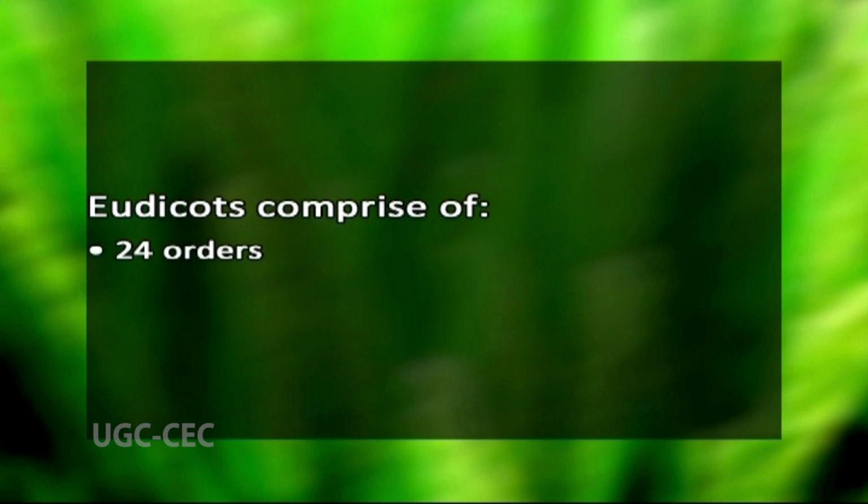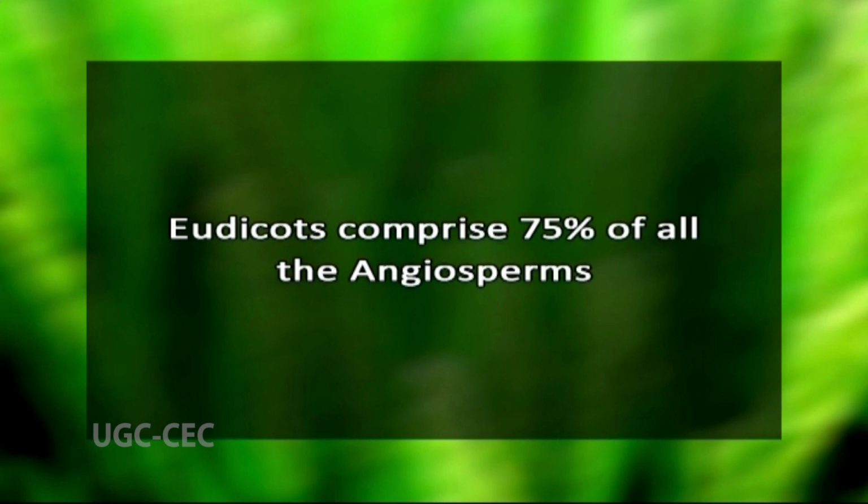The eudicots is a large group. It comprises about 24 orders. At present, eudicots comprise nearly 1,90,000 species. This comes to about 75% of all the angiosperms being represented by the eudicots.